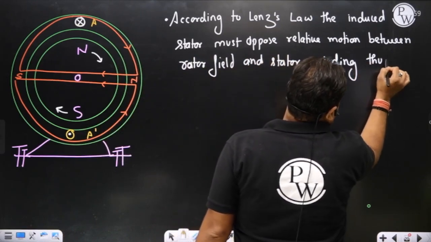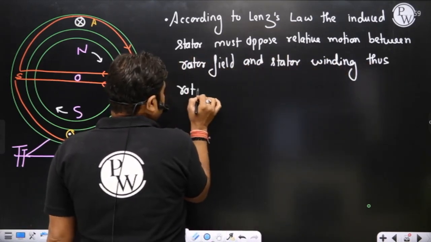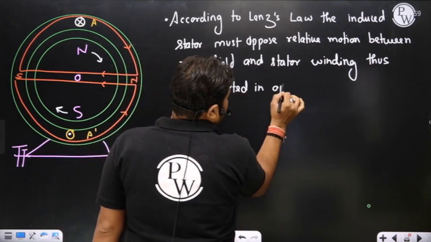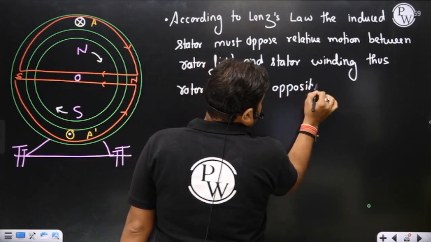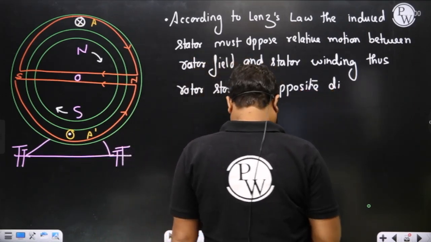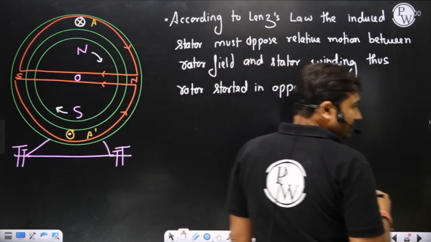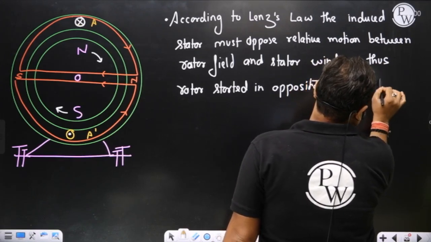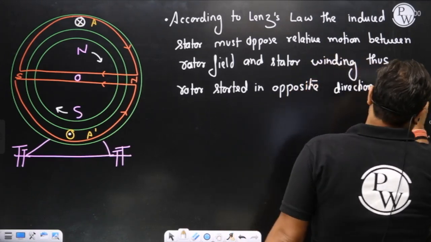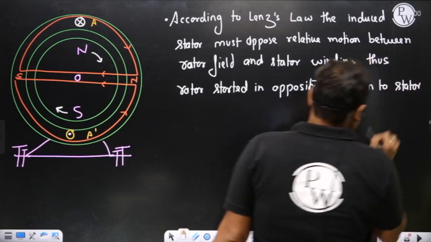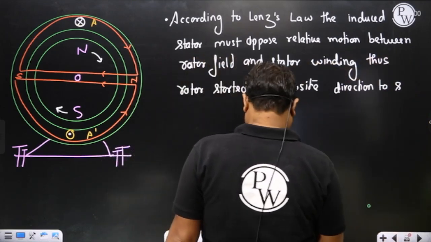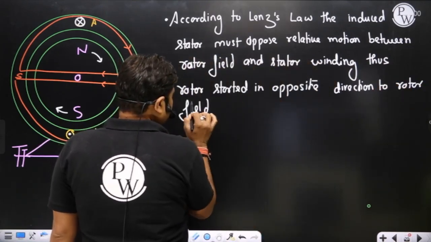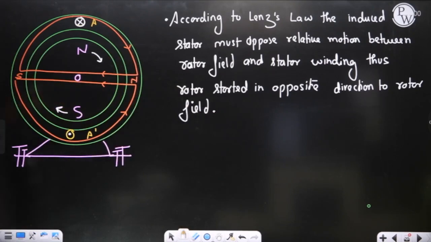Thus, the rotor started in the opposite direction to the rotor field. Are you able to understand this?